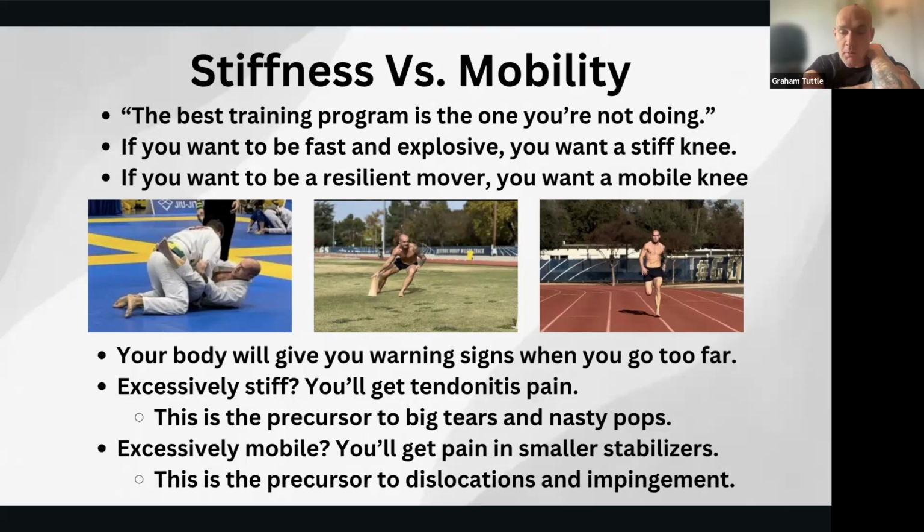Then the other side, excessively mobile, you get pain in smaller stabilizers. So with the knee, you're looking at more like IT band pain, calf stiffness, hamstring stiffness. It's not stiffness, I don't know the right word. It's generally going to be more like pain in the adductor, pain in the groin, pain in the bursae, where you get this inflammation, these swelling pockets, pain in the upper calf, so the back of the knee. These things aren't major muscles, but they're stabilizing muscles around that.